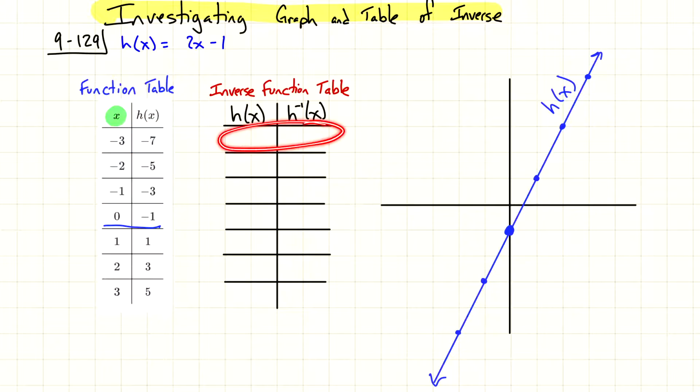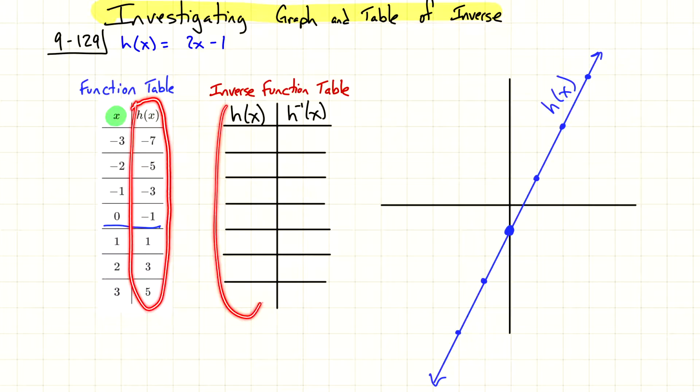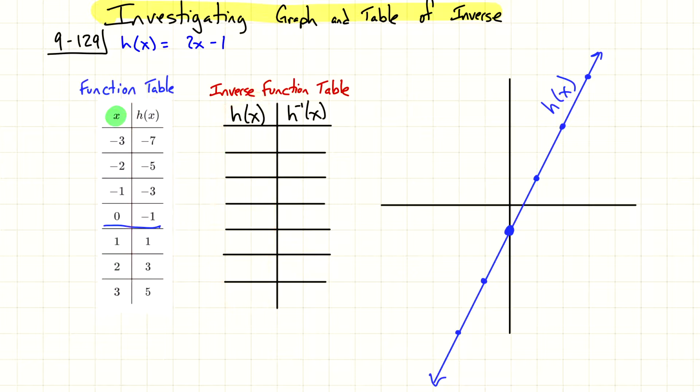So that is going to tell me exactly what goes into my inverse function table. All the outputs now become inputs. So all I need to do is copy these points. This is -7, -5, -3, -1, 1, 3, and 5. All I did was copy the outputs of the original table.